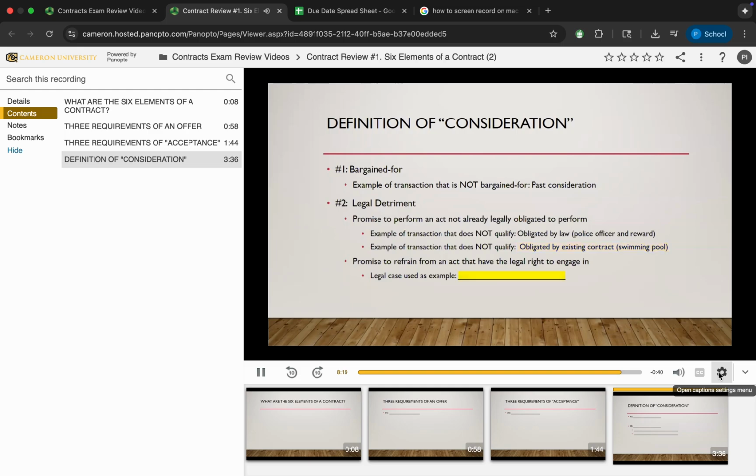If we move to our last example, now we're looking at a promise to refrain from a legal act. Remember that in class we studied the case of Hammer versus Sidway. This was the agreement between the uncle and the nephew. If the nephew would cease drinking and gambling until a certain age, the uncle promised to pay him a certain sum of money. You will see questions on the exam about Hammer versus Sidway. Again, go back and review the facts of the case, the legal dispute, and how the court analyzed the issue of consideration.